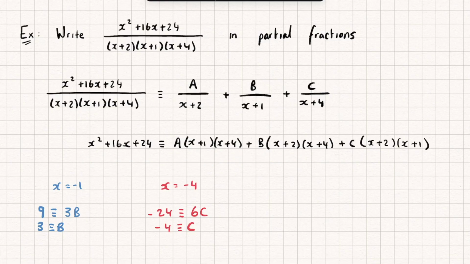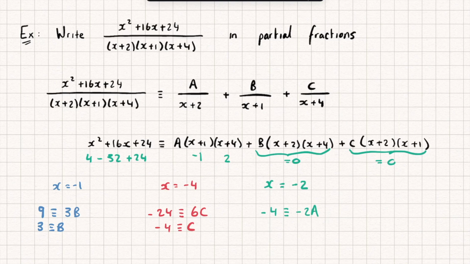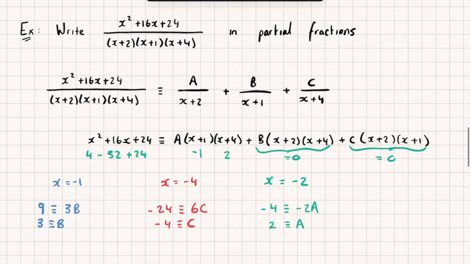So we're going to make a substitution of x equaling -2, because that's going to turn this term equal to 0 and this term equal to 0. So subbing it in on the left hand side first, we're going to get 4 minus 32 plus 24, and that's going to give us -4, and that's exactly the same as -2 plus 1 is -1, and -2 plus 4 is 2, so -2a. Dividing both sides by -2 gives us 2 must be a.